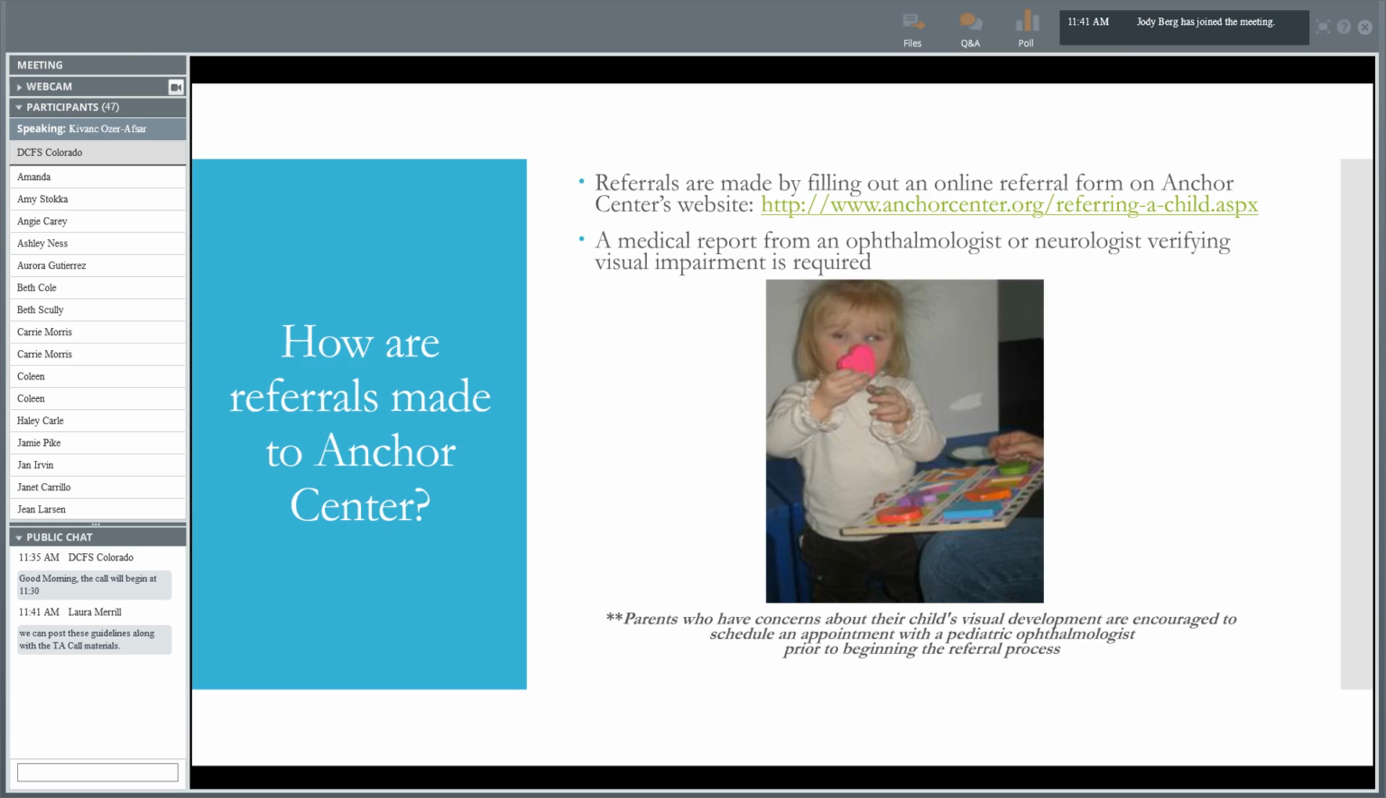So I just want to know if I'm able to control the slides, or Laura, are you doing that? No, you'll just have to let us know, Kavanch, if we fall behind.